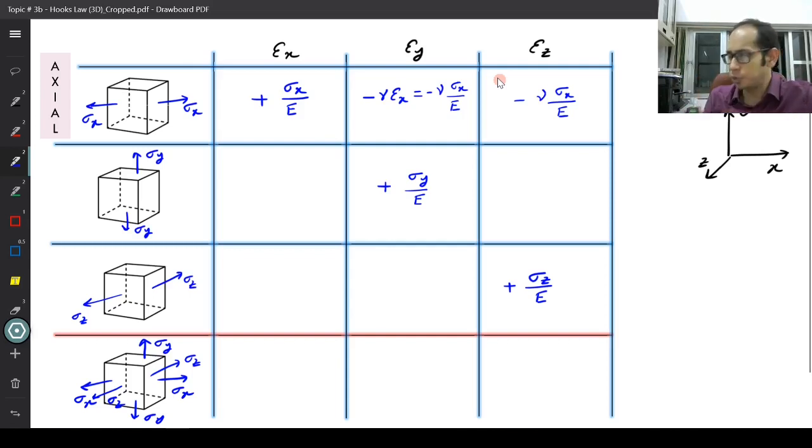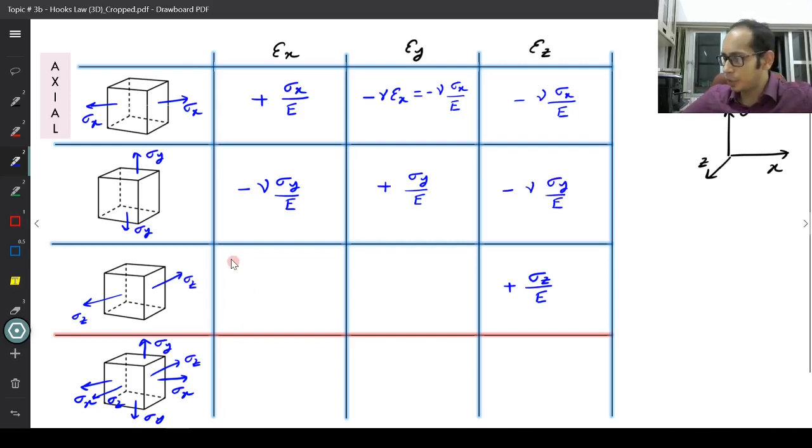Yes, you can, because now you know how to do it, right? Again, for this one, remember sigma y, sigma y. So what is going to be my epsilon x over here? If you follow the analogous derivations which we are doing, epsilon x over here is simply going to be negative of nu sigma y divided by E. This one over here is also going to be negative of nu sigma y divided by E, right?